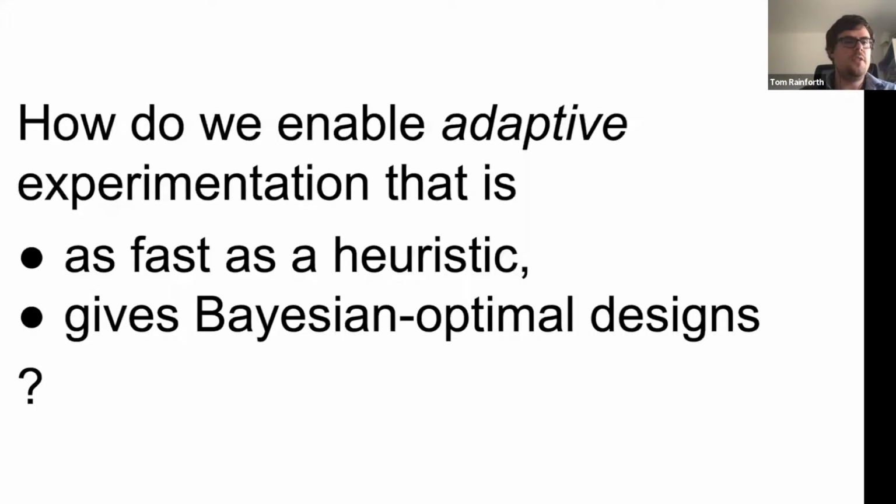And so the question, of course, is how can we enable this sort of adaptive experimentation in a way that is going to be fast, like a heuristic, but actually still retains these nice aspects of Bayesian experimental design. We want these Bayesian optimal designs. We don't want to sacrifice how well we are designing because we need it to be quick. We want things to learn quickly.